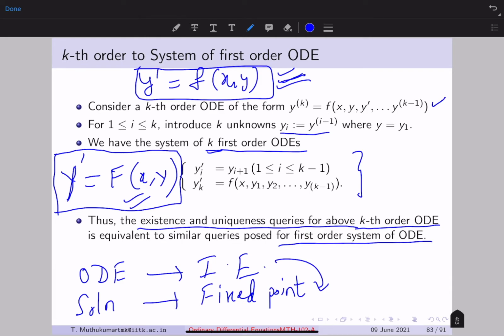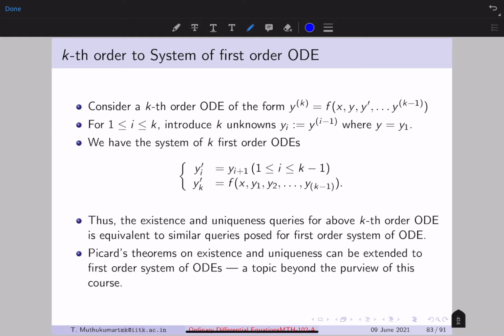A kth order ODE of the special form can be reduced to a system of first order ODEs of this form. And the techniques that you have seen, so the Picard's technique, can be extended and generalized to this situation as well. So we will have an existence and uniqueness result for that. So the Picard's theorem on existence and uniqueness can be extended to first order systems of ODEs of this form.